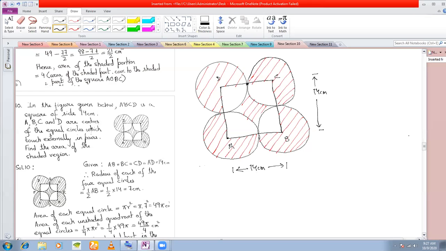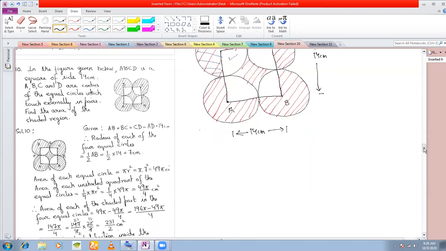The area of the region outside the square is three times the area of this major segment of each circle, right? And how do you find out the area of this major segment? Area of the entire circle minus area of this sector. You get one and then you multiply by 4. Okay. So first we find out the area of the shaded region inside the square.